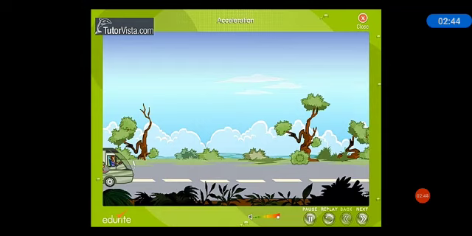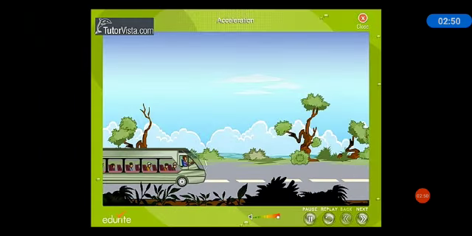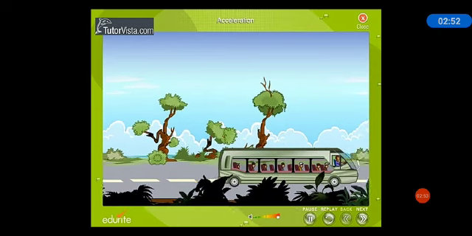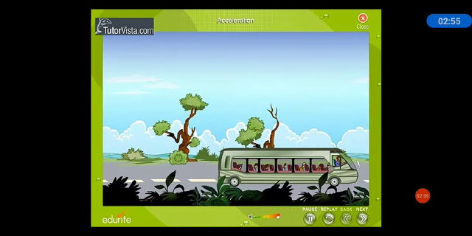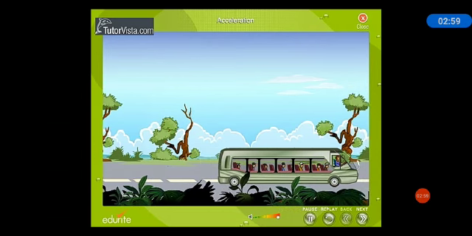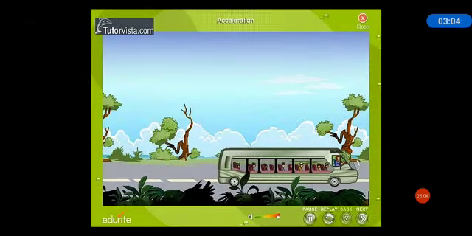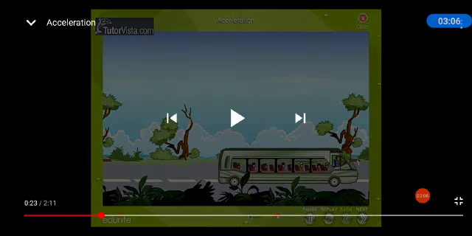Now, let us observe the motion of a bus on a straight road. Now, the bus is moving on a straight road. Suddenly, the driver applies the brake and it is slowing down the speed and stopped. Can you observe this? That means the driver applied the brake. That means the driver wants to slow down the vehicle and slowly it came to a stop.